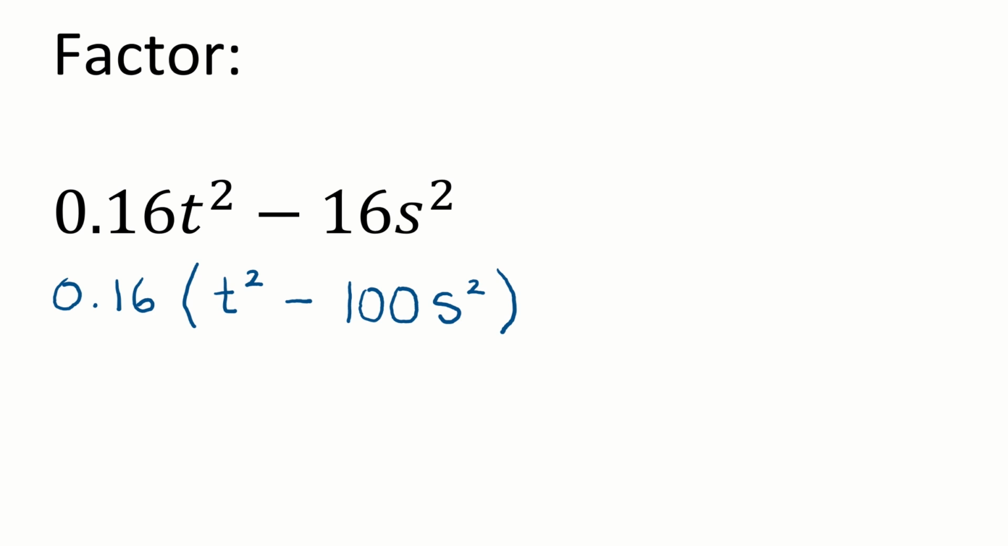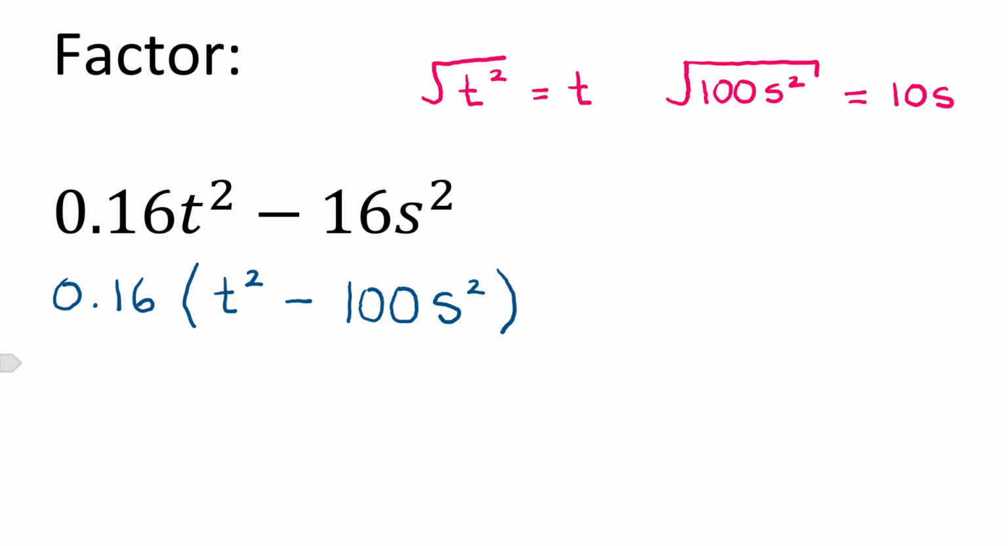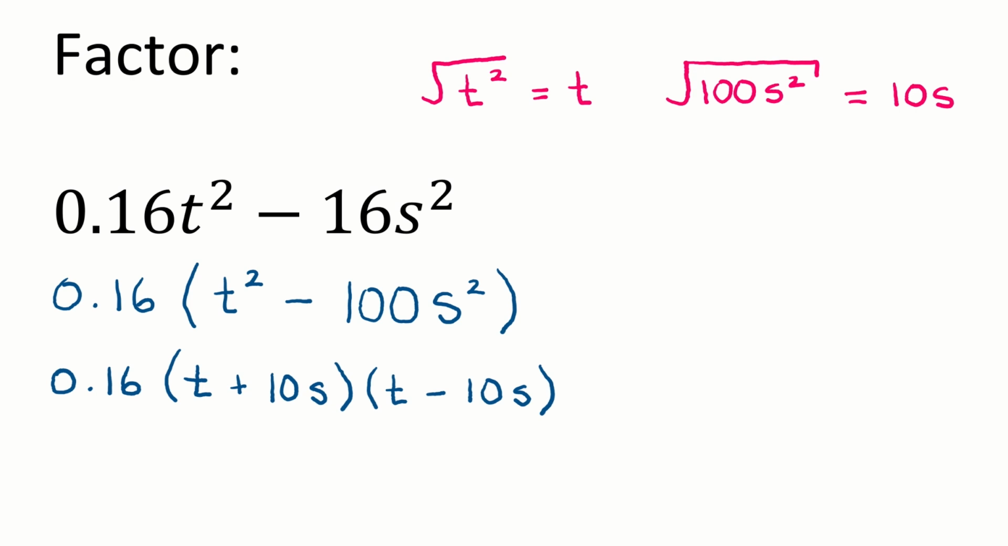I'm going to go ahead and take the square roots of both of those terms. So the square root of t squared gives me t, and the square root of 100 s squared will give me 10s. I'm then going to write out my two brackets, so 0.16, and remember the brackets start with the first term, so (t + 10s) and (t - 10s). And that would be your answer.